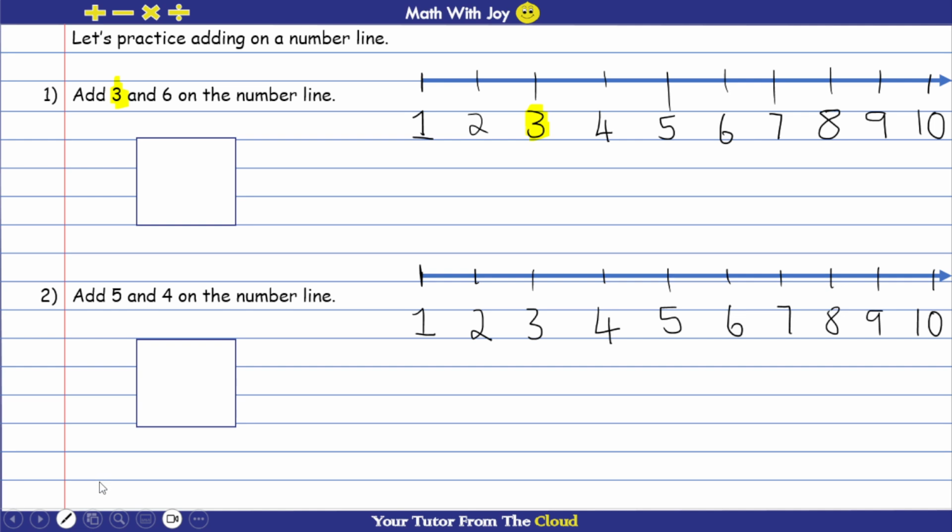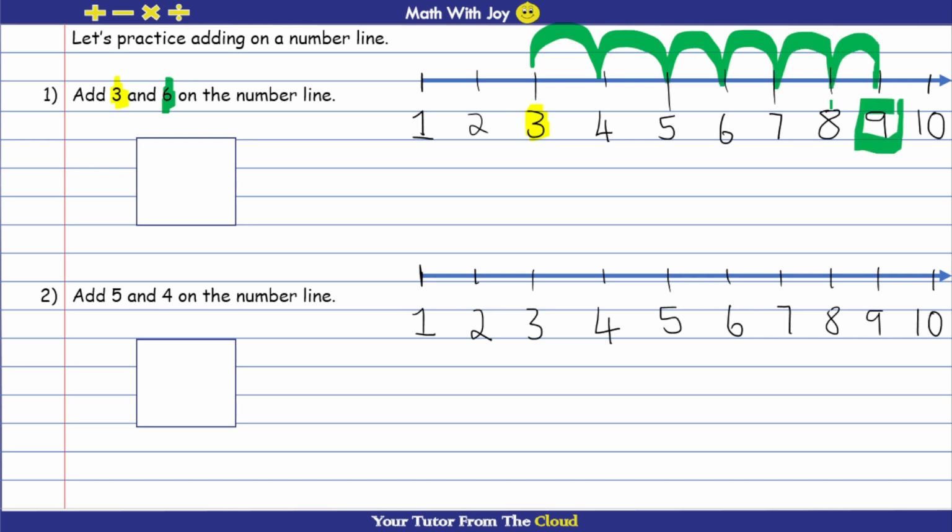And now we have to move 6 times from 3 to the right. So we go 1, 2, 3, 4, 5, 6. So that is going to be our answer. So basically, if you add 3 and 6 together, it will give you the number 9. Let's try more questions. What happens if you add 5 and 4?